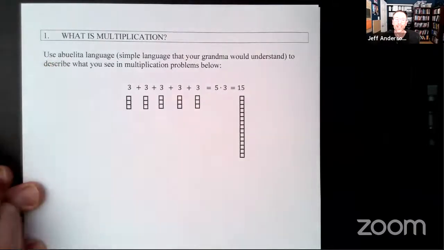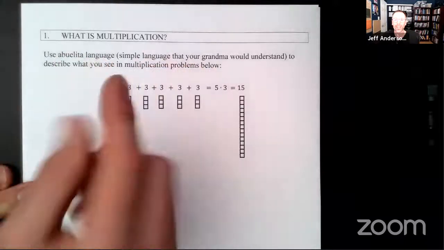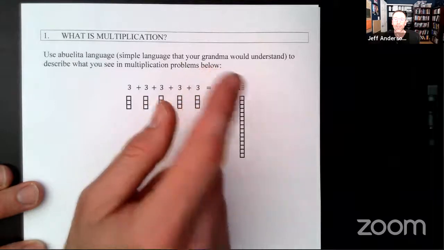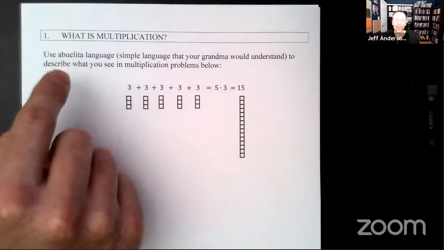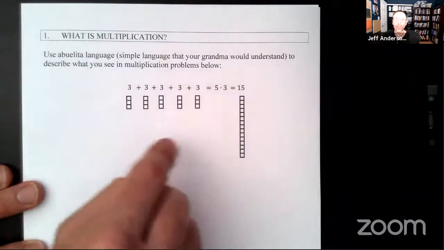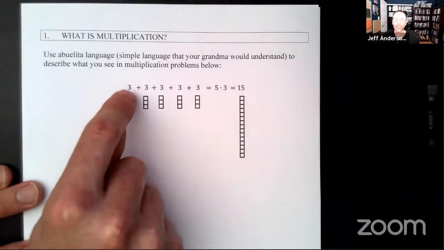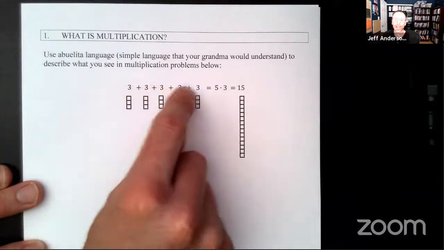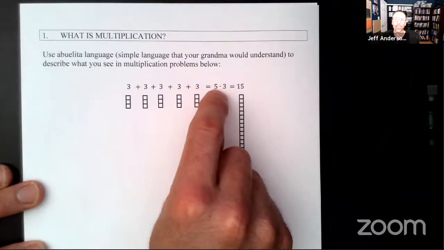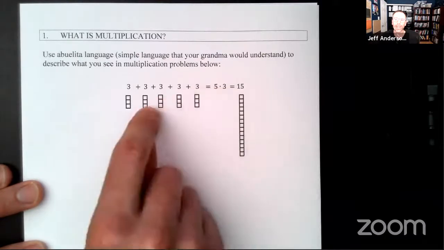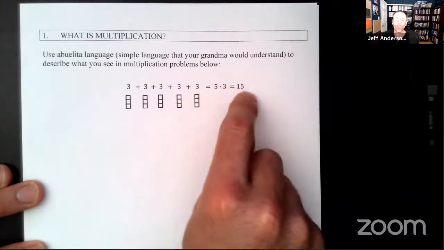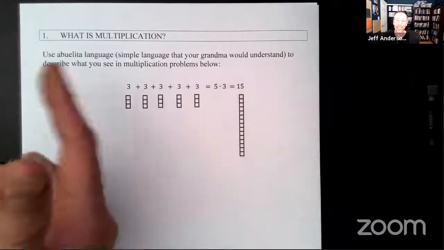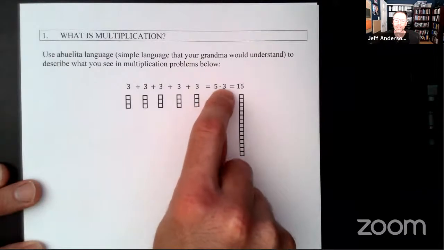The prompt we're going to use here is, let's use abuelita language, which is another way to say simple language that you can talk with your abuelita or grandmother about. And we're going to use that type of language to describe what we see in the multiplication problem below. So here we have the symbols, 3 plus 3 plus 3 plus 3 plus 3. There are 5 3s, and we say that's the multiplication problem 5 times 3. And the quote unquote output of that problem is 15.